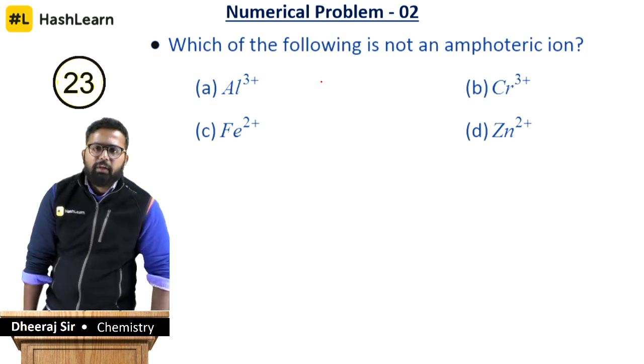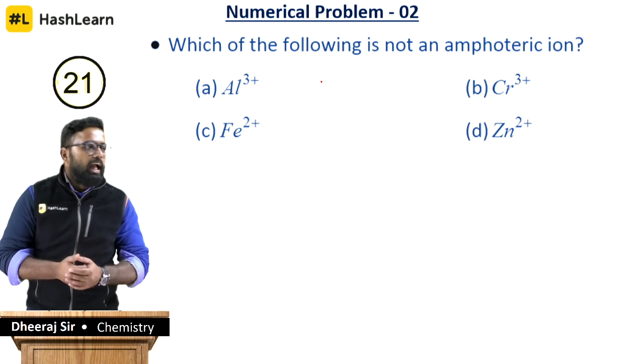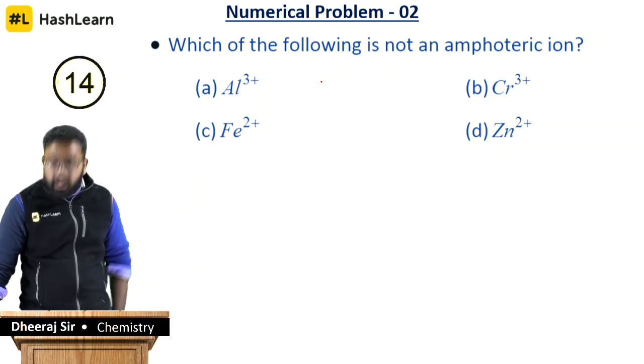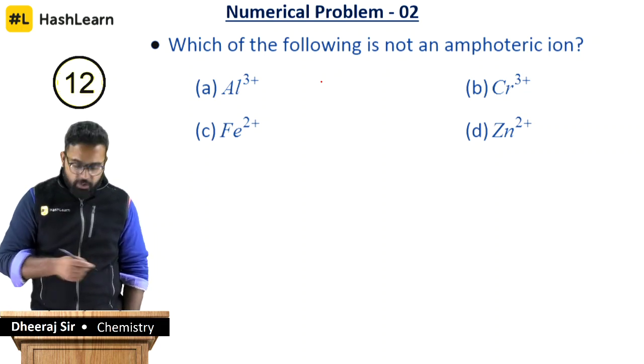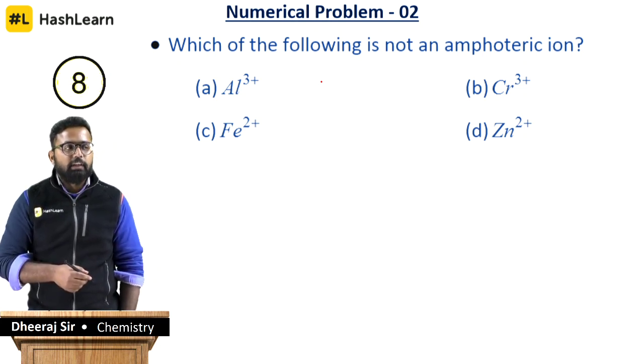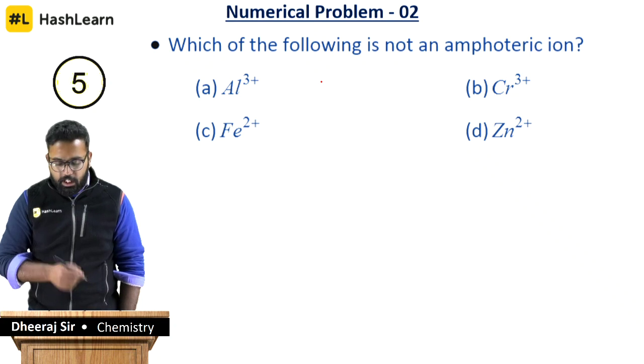Amphoteric means something which can act as an acid and also can act as a base. So which of the following can act as an acid as well as a base is the question. You have aluminium 3 plus, chromium 3 plus, Fe2 plus as well as zinc 2 plus. So which one is going to be the answer?